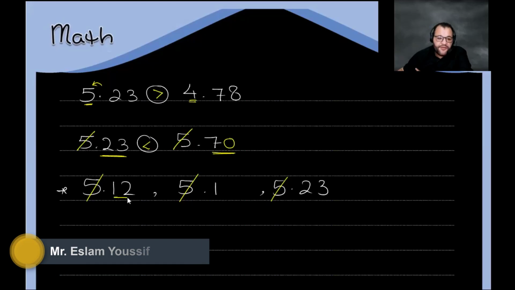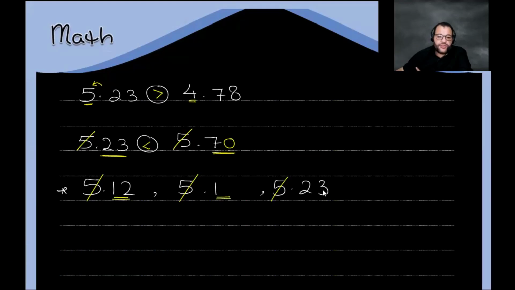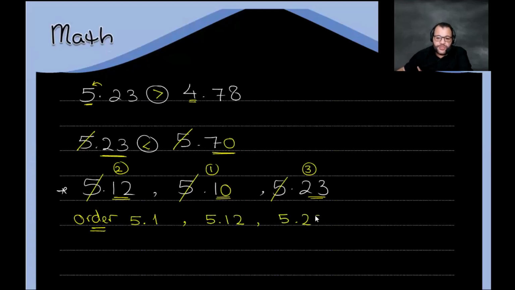But after the decimal, we have 1 digit and 2 digits. So we need to make all of them 2 digits by completing with the 0. So now we have 10, 12, and 23. So the smallest number is 10 because we need to arrange from least to the greatest. After that, 12. After that, 23. So the order now will be 5.1. The next is 5.12. The next is 5.23.